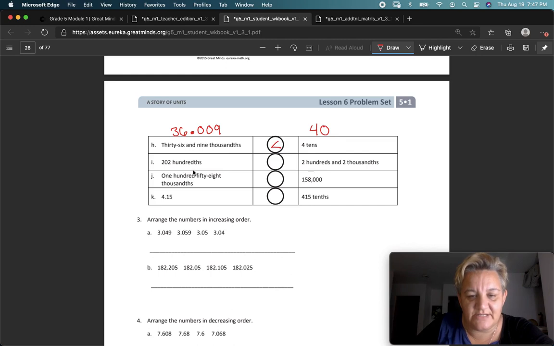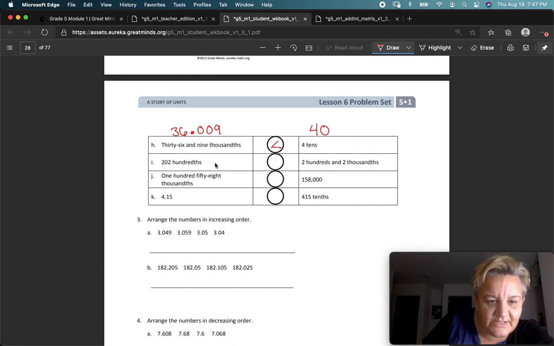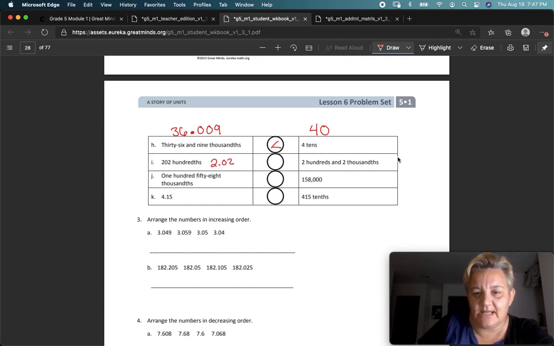200 and 2 hundredths, 2 hundreds and 2 thousandths. So 200 and 2 hundredths would be 200 and 2 hundredths, and 2 hundreds and 2 thousandths would look like that. So 2 versus 200, well, this way, right?